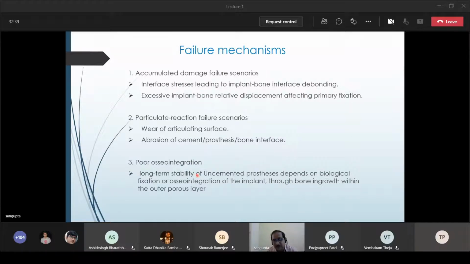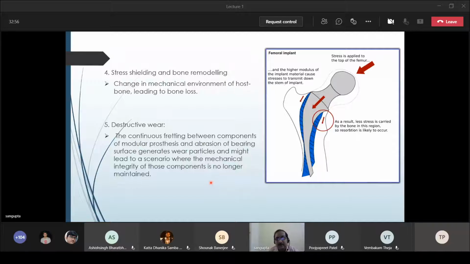Now, poor osseointegration, as I told you: the long-term stability of uncemented prostheses depends on biological fixation, or osseointegration, of the implant through bone ingrowth within the outer porous coated layer. We have discussed enough about stress shielding or strain shielding and its effect on bone remodeling. Any adverse bone remodeling will lead to bone loss due to the changing mechanical environment.